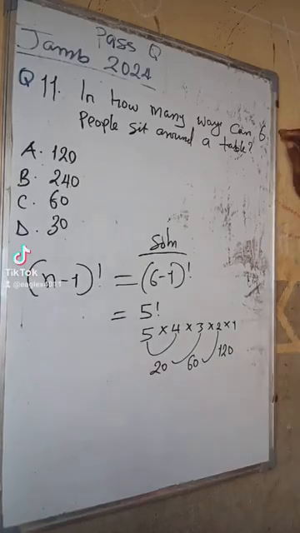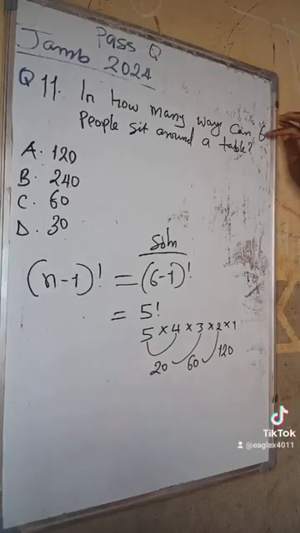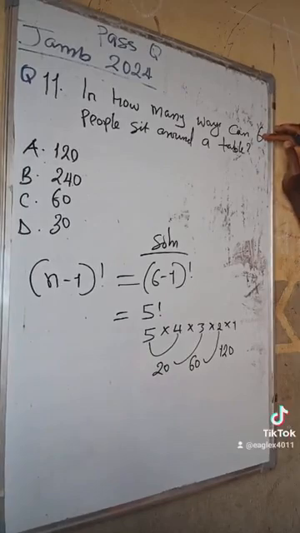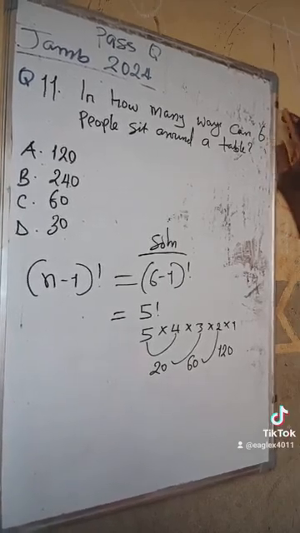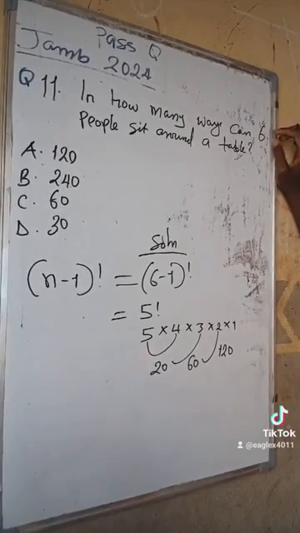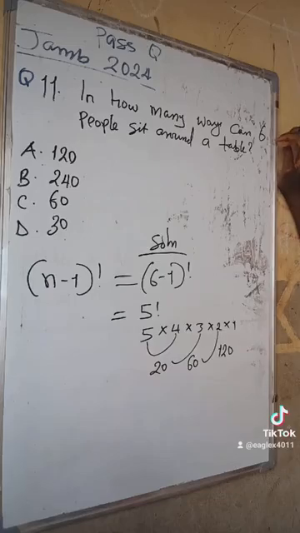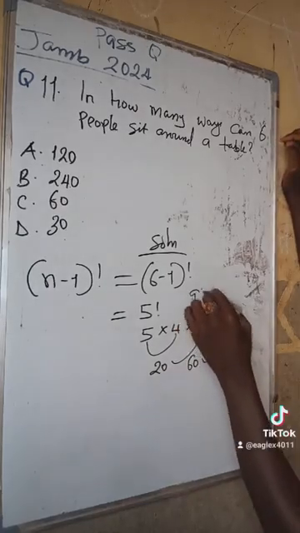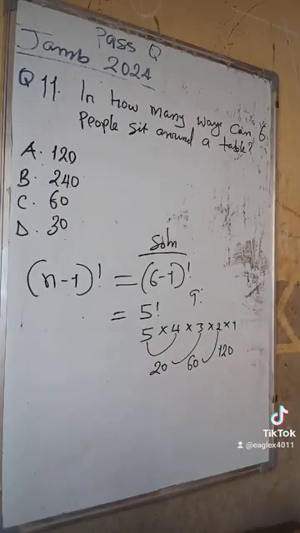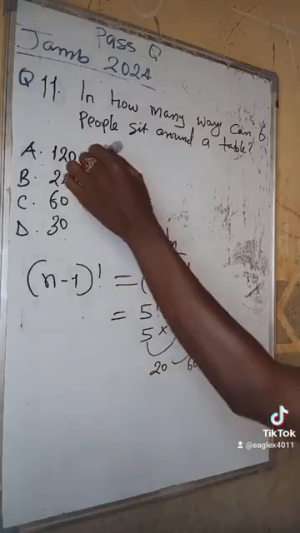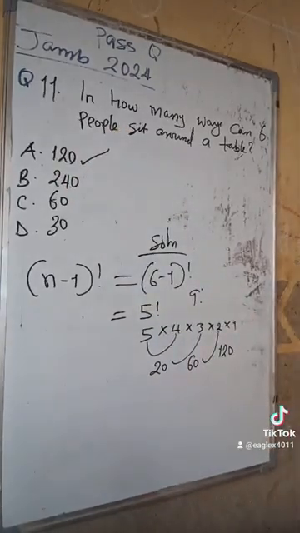So as a candidate sitting for the JAM, if you see this kind of question, if n is 2, your answer will just be 1 factorial. If it is 10, it will be 9 factorial. Always subtract 1 from the given number. If it is 20, you will just press 19 factorial in your calculator, and it will show you the answer directly without doing all this. And from here, we can see that our option is 120.